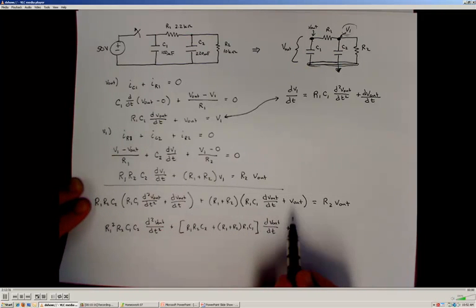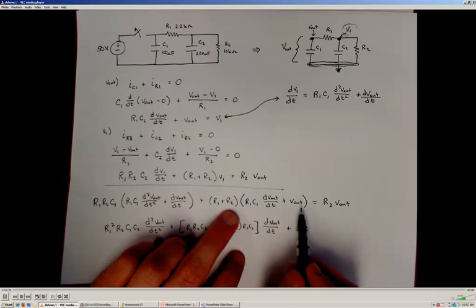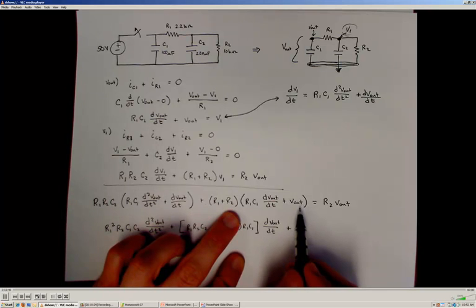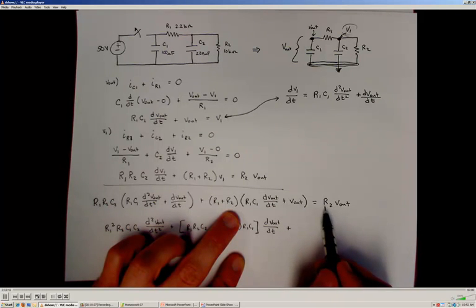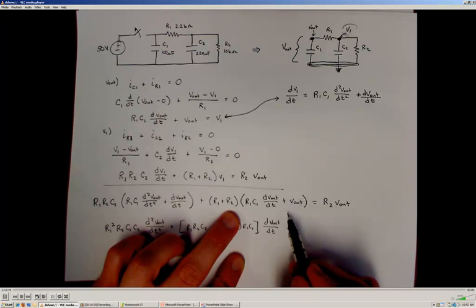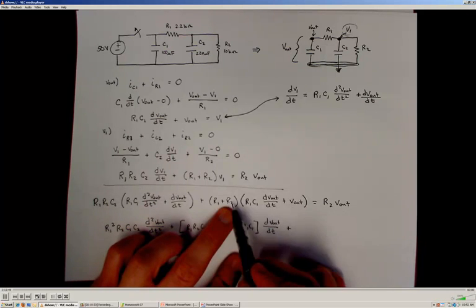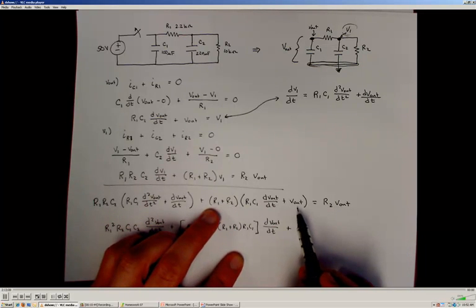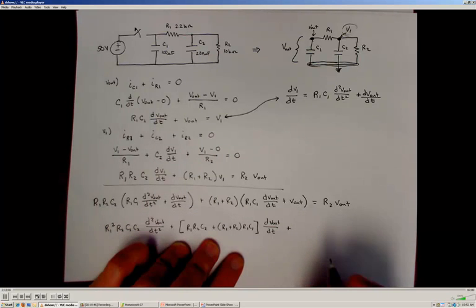And my zeroth order term will be comprised of R1 plus R2, and I have an R2 term over here, so if I bring that back over to the left-hand side of the equation, the positive R2 term and the negative R2 term are going to cancel each other out because they're on opposite sides of the equation. So the 0th order term is just going to be R1 times V out.